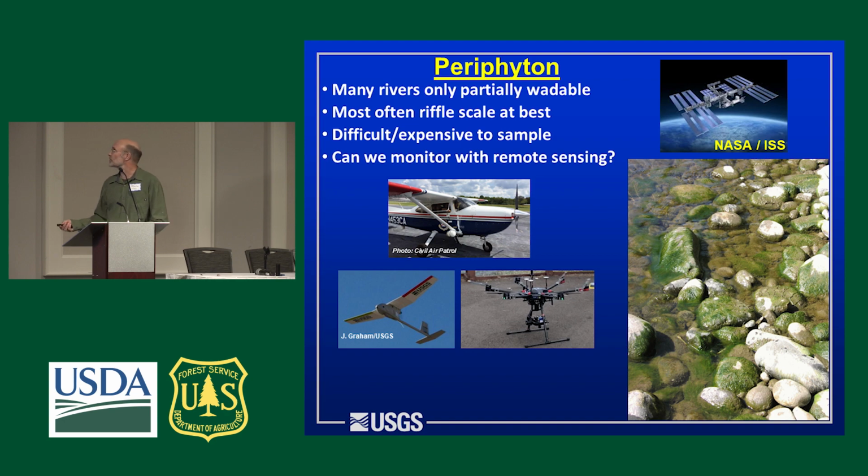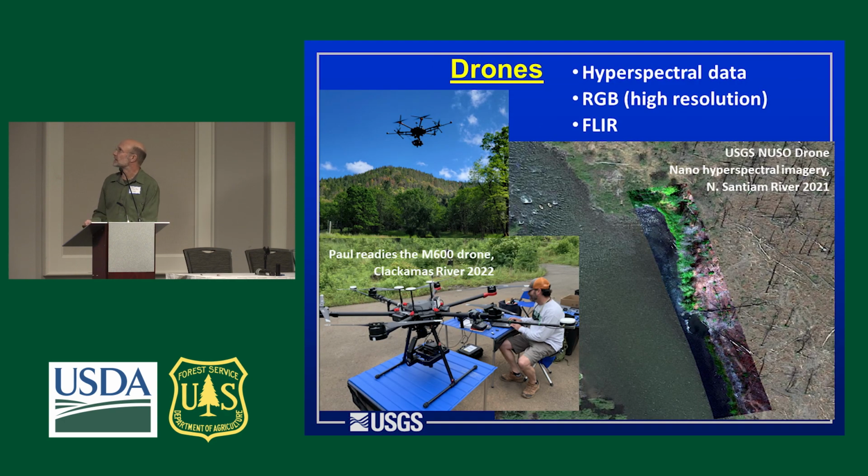But then using drones and some other techniques here. So here's Paul Diaz from our Science Center getting ready to fly in the Clackamas. And so he's got a hyperspectral camera, and I'll give you some specs on that in a second here, that he's flying to be able to collect imagery. He also has just the standard RGB, red, green, blue, high resolution camera, and then also a FLIR camera that we now have the capability to put onto this drone there.